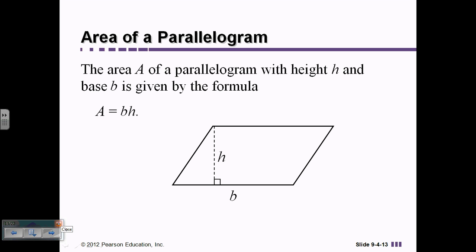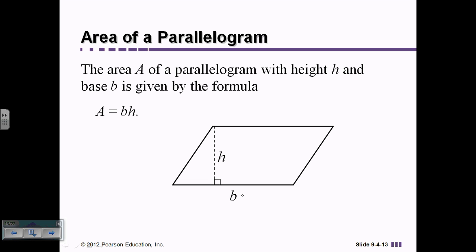Okay, the area of a parallelogram. A parallelogram is a shape, remember, that we talked about, that has four sides. The opposite sides are parallel, but we don't have a length and a width because the side that is sloped here is not considered the length of the parallelogram. So we talk about something called a base and a height.